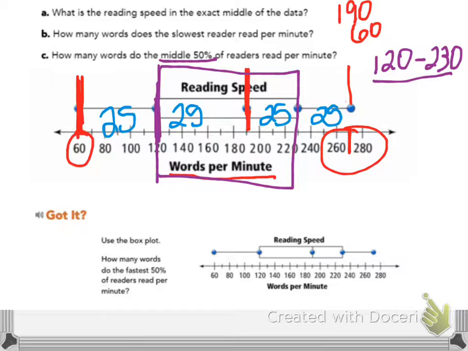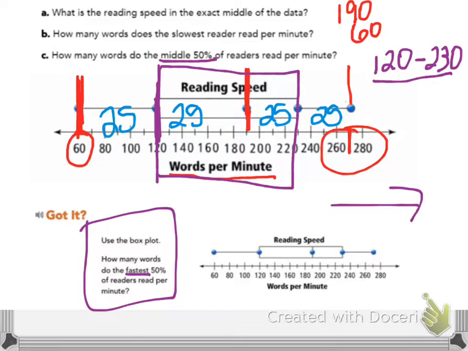All right, so then our next box plot, here at the bottom, we've got one more. It's another reading speed, words per minute. They are asking us, how many words do the fastest 50% of readers read per minute? Well, we know that the fastest readers are over here to the right, but we want to know the top half of the readers here.